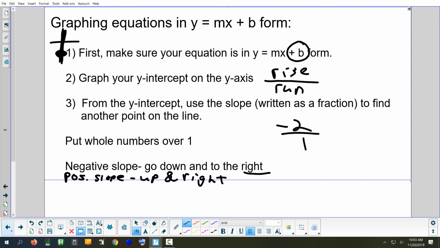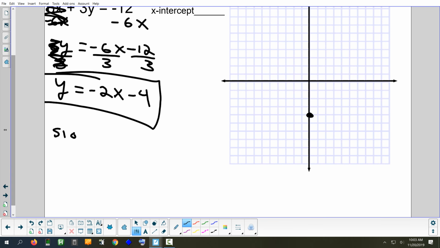No, we got to get another point. What do we use to get one more point? From that point, use the slope. What's my slope here? -2x. What's the slope? Be careful. -2. Now, it said you should have the slope as a fraction. So how do you make -2 a fraction? You can always put something over 1. Now, the top number is your rise. Bottom number? Run.